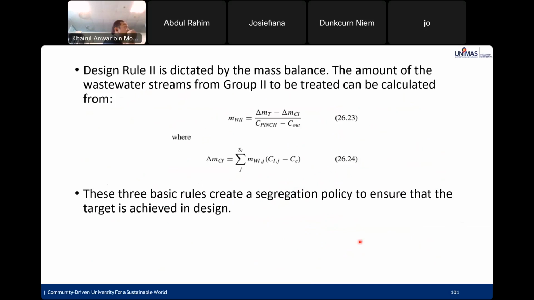Design rule 2 is dictated by the mass balance. The amount of the wastewater stream from group 2 to be treated can be calculated from this. So how much is the amount of wastewater stream? Because group 2 is partially treated.